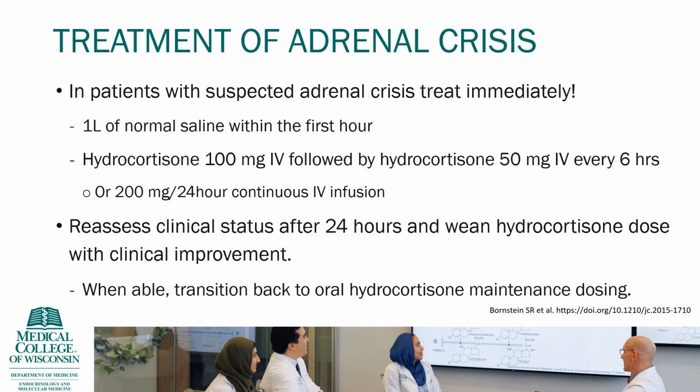And then the patient's clinical status should be reevaluated after 24 hours. And if they are doing well, they no longer are in adrenal crisis, you can wean the hydrocortisone dose and continue to go down as the patient clinically improves. Once they're doing well, you can transition them back to oral hydrocortisone or maintenance steroids, depending on what they were on previously.